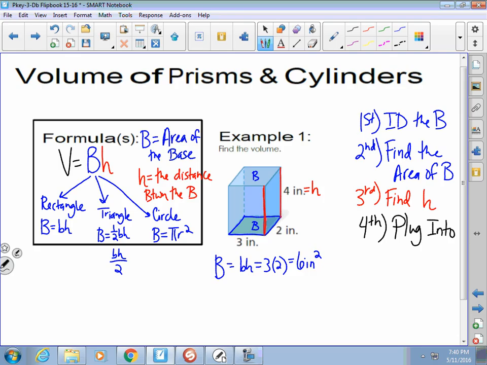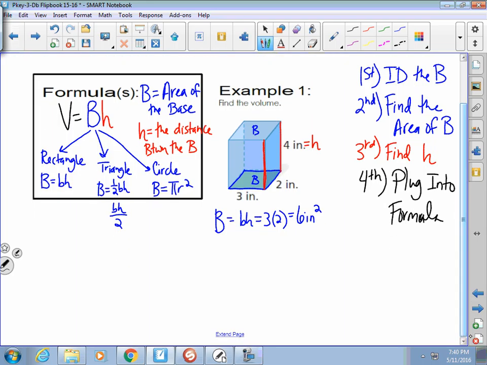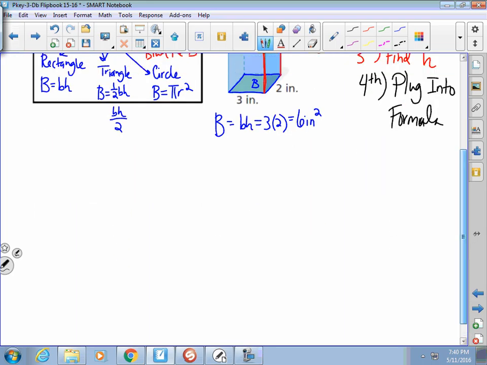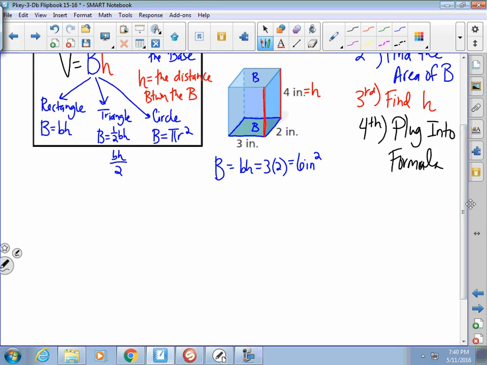Plug into the formula, and then follow our order of operations. So when I'm plugging into our formula here, I'm going to extend this page a little bit. I'm going to come down so we can see. Volume, V is for volume, is the area of the base times the height. Well, we know that the area of the base is 6. The height is 4. So we're just going to do 6 times 4.